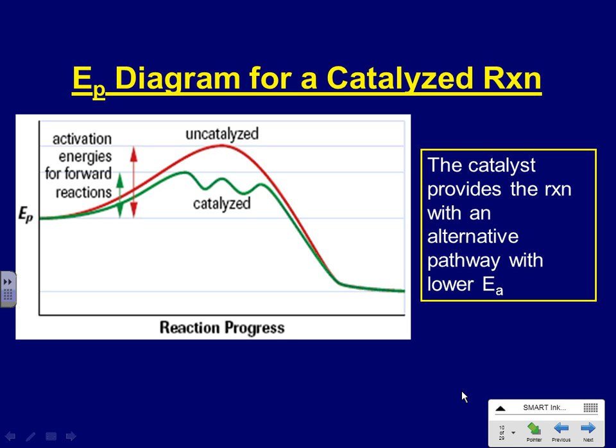Because the question always arises, why is there bumps in it? I should just delete that picture away and then I'll draw it, but we'll save that for the future. So EP diagram for a catalyzed reaction. The catalyst provides the reaction with an alternative pathway with a lower activation energy. That's exactly why a catalyst does what it does. Like I said, it kind of burrows through the hill. That's what it's doing. It's cheating. It's creating like a new path with a lower hill.